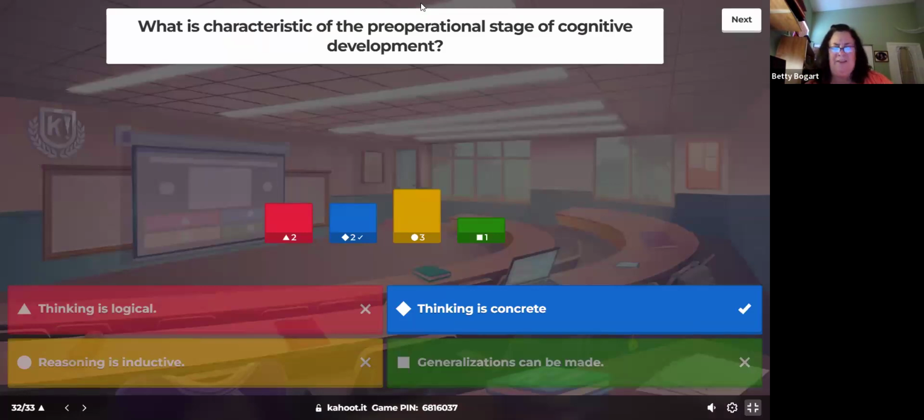Thinking is concrete. What does that mean? I mean, all of these words, right? It means concrete. You can see it, touch it, feel it, smell it. I've seen it before, so I understand it. They don't know something they've never seen before. But if they've seen something, they can understand it. Okay? That's what that means.